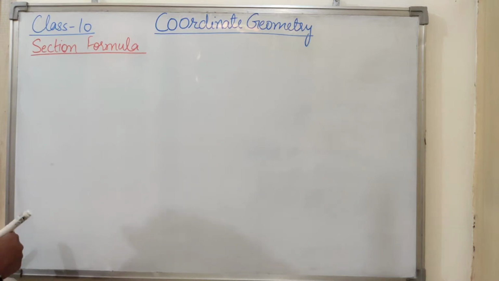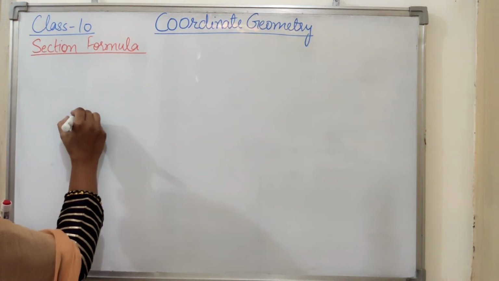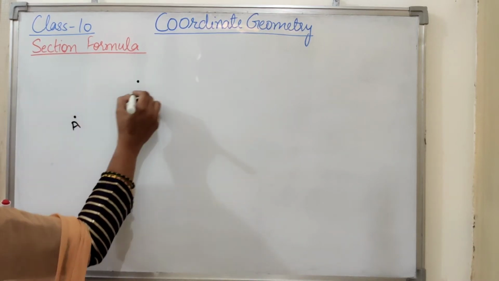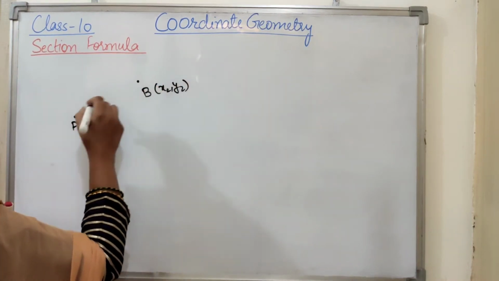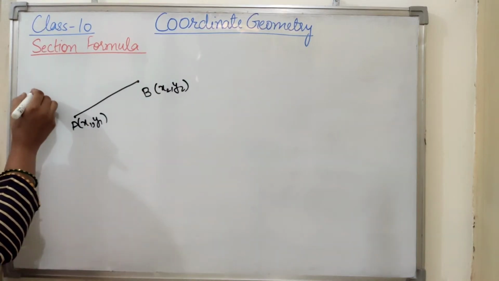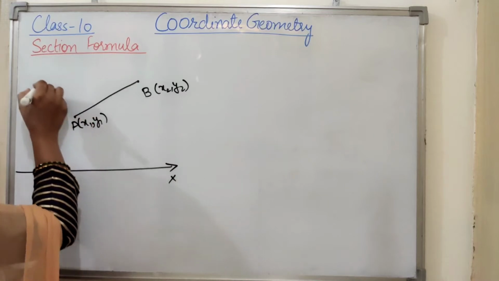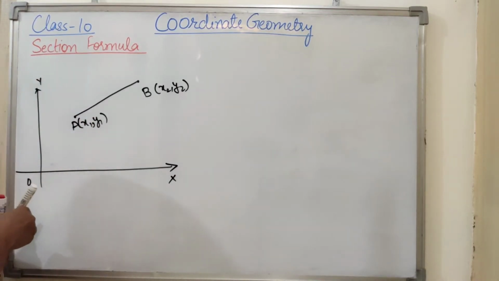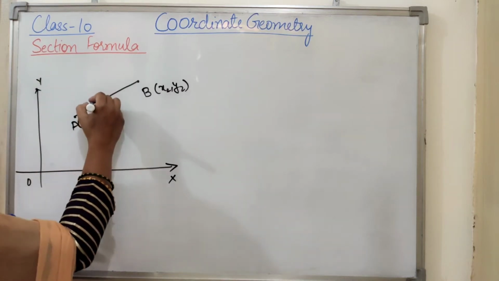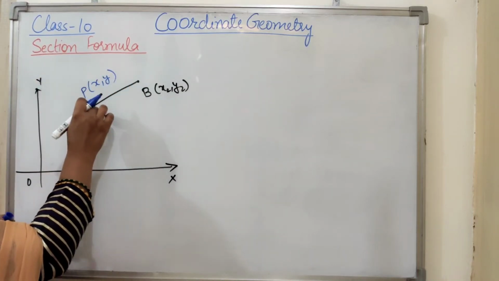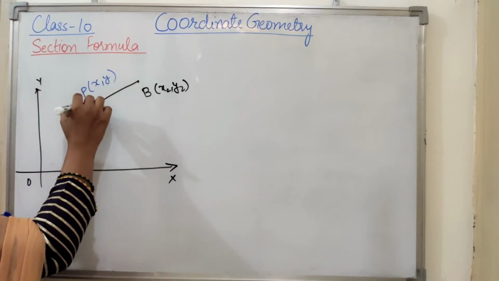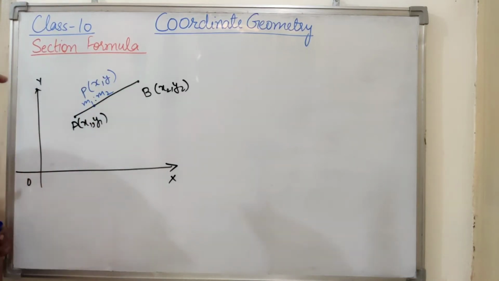So let us draw here. First of all, again we have 2 points, A, this is B. The coordinates are x1 comma y1, x2 comma y2, right? So for this I am drawing the axes also. This is origin. Now let's say in between there is a point P having coordinates x comma y, and this point P is dividing this segment into the ratio m1 is to m2, right? I hope this is clear.